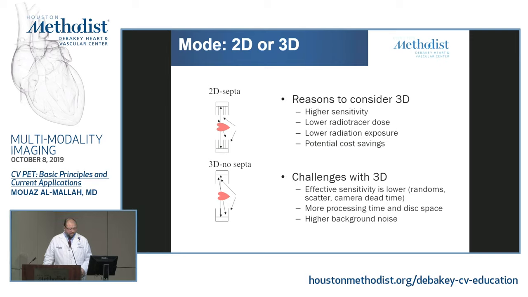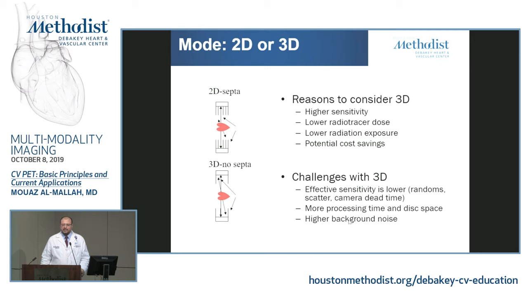Now, when we move forward to 3D system, we don't have septae, so we capture more. But we're capturing true events, and we're also capturing noise. So we need to have better electronics that will allow us to separate noise from the true events. And this is possible with the electronics that we have with PET. And that's why now all the vendors sell you only 3D systems. So if you go and tell them, I want a 2D system, it's not being made. It could be custom made.